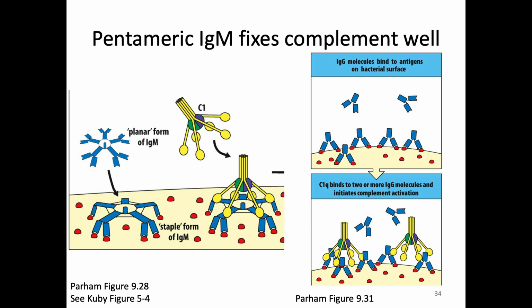Well, if you've got 5 Fcs together, those 5 Fcs make like the perfect binding site for that little flower bouquet. And so the pentameric IgM is the perfect thing for C1 to bind. C1 can bind to other antibodies, but then it has to be a just right geometry thing. If there's IgM around, it fits perfectly. So pentameric IgM is the all-star of fixing complement.